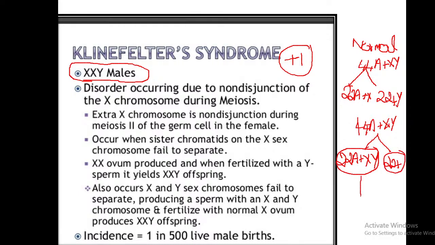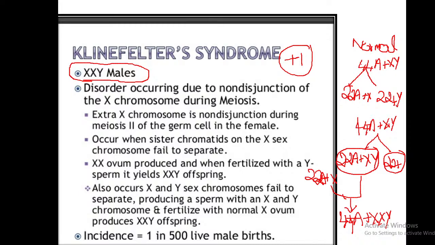And if this gamete fuses with 22A plus X, it will result in 44 autosomes plus XXY. This is how Klinefelter syndrome is caused. Klinefelter syndrome occurs due to non-disjunction.